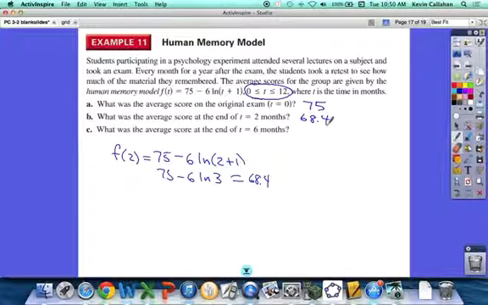6 months. F of 6. 75 minus 6 ln, I'm going to skip a step and just say ln of 7. Say it again. 63.3.